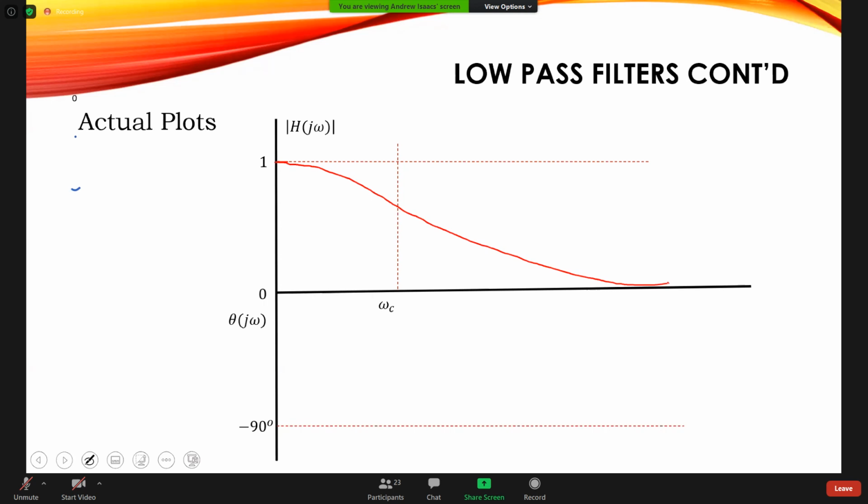And at cutoff, which occurs at R over L, this would have been at the 1 over root 2, or 0.707. Everybody comfortable with that? For the phase, at omega equals 0, the inverse tan of 0 is 0, yes?